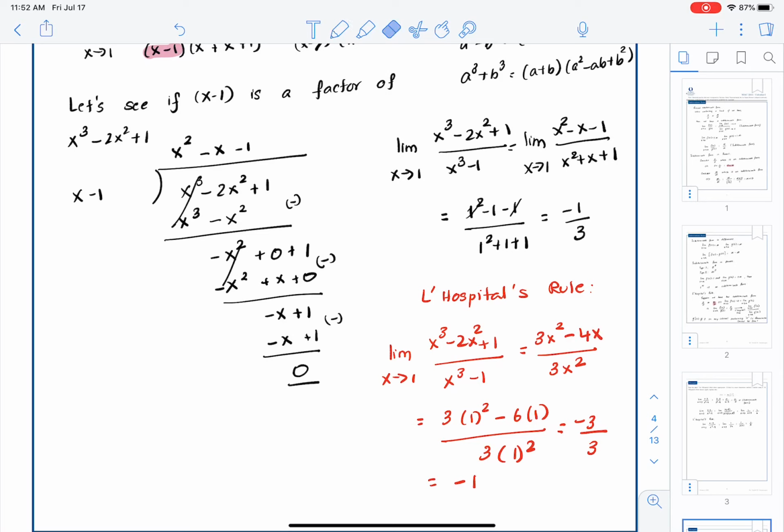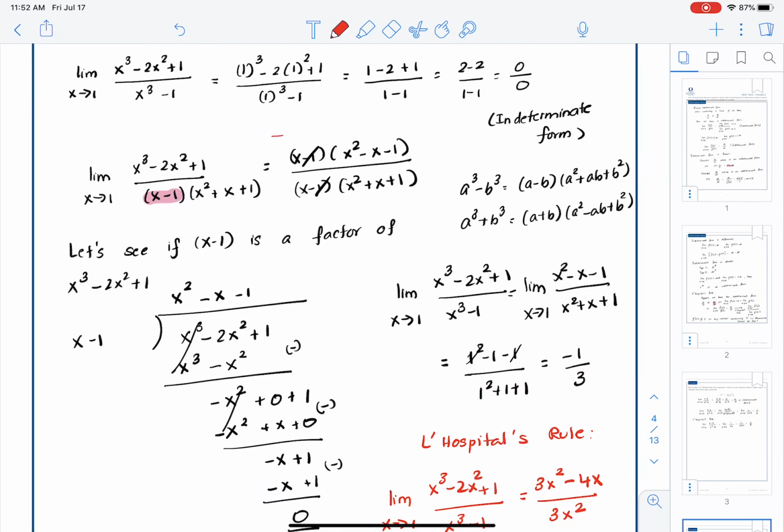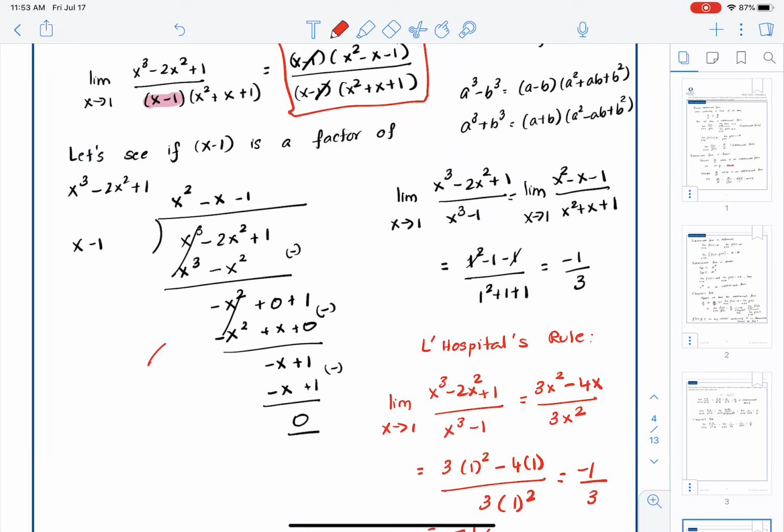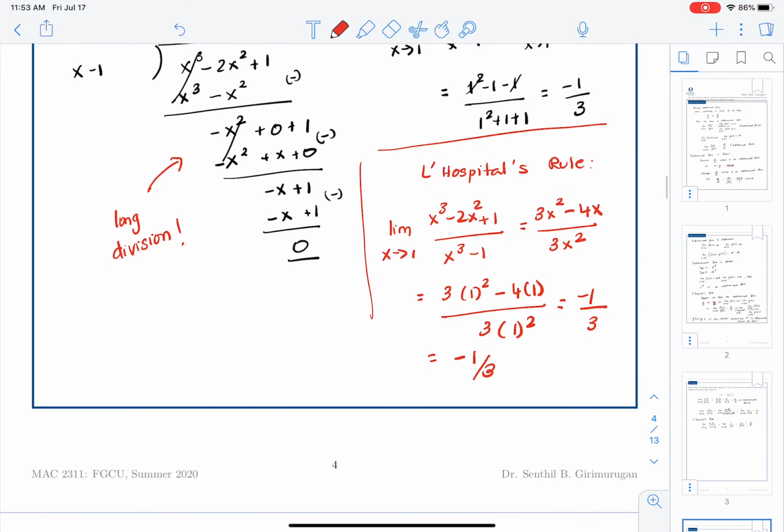Of course, L'Hopital's rule is easier in this case. So 4 times 1, which would give us negative 1. So in this problem, the elementary method is finding the factors and cancelling out the factors. But to find the factors, we had to use long division, which is extra work, unless you know it right away. But you can see L'Hopital's rule gave the answer in about 3 steps.